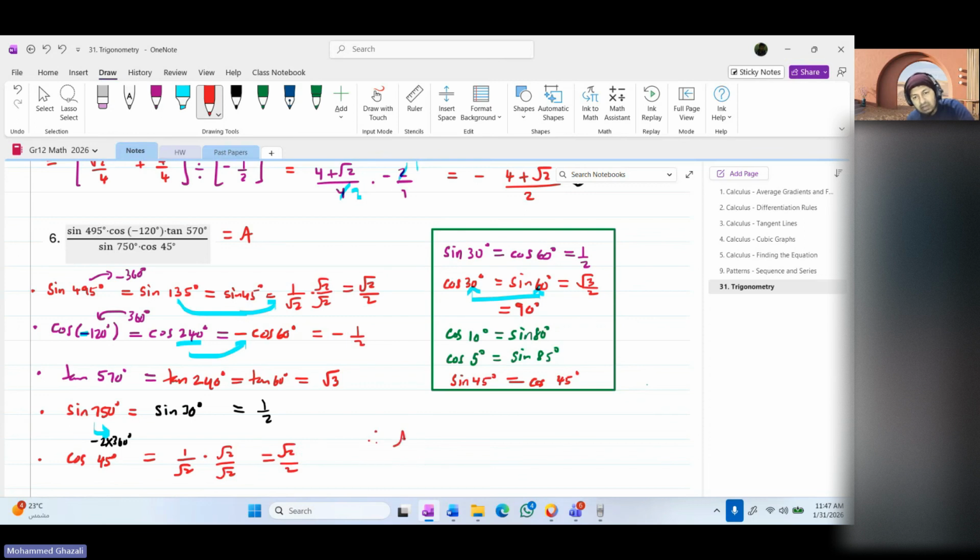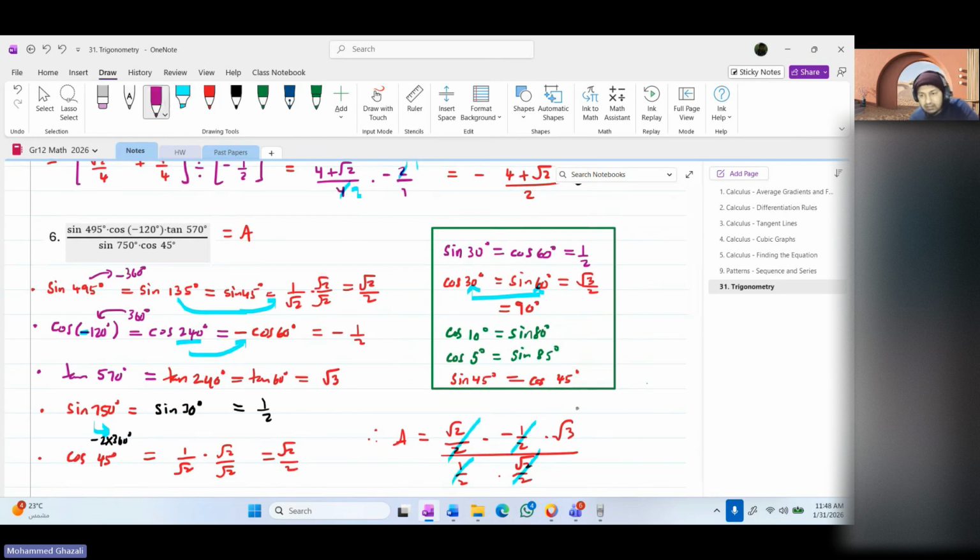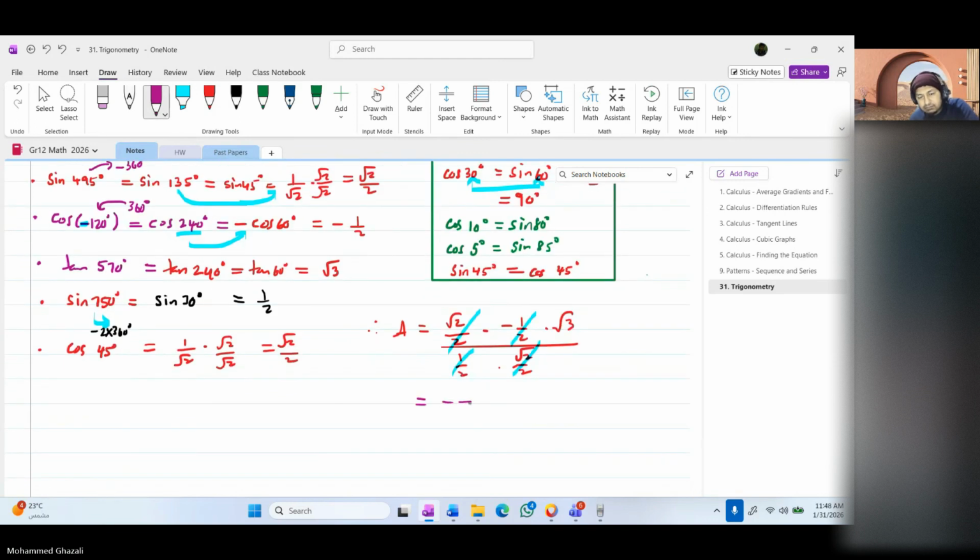So now, your answer is equal to, what's sine 495? Root 2 over 2. What is cos of negative 120? That's negative half. What is tan 570? That's root 3. And we're dividing by sine of 750. That's half, right? And then cos of 45 is root 2 over 2. Now you can clearly see that root 2 over 2 and root 2 over 2 cancel out. You can clearly see that half and half cancel out. And my final answer is negative root 3. Negative square root of 3.